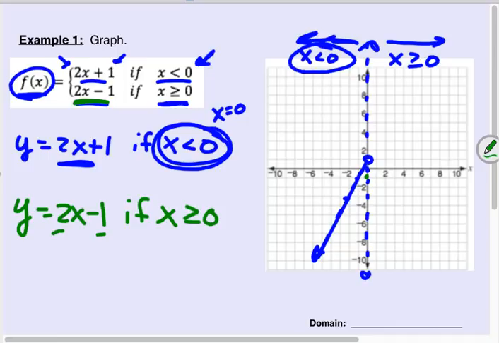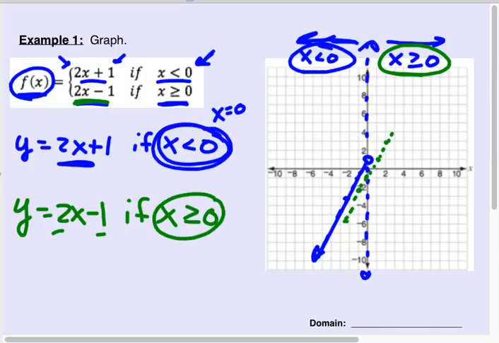Slope is positive 2, so up 1, 2 over 1, up 1, 2 over 1, or down 1, 2, back 1. So they're kind of parallel, I guess you'd say. If you put a little dotted line in there, it would look something like this. We only want it when x is greater than or equal to 0, right here. This is our constraint. So we want it going to the right and up, I guess you'd say. So I don't want this part of the line.